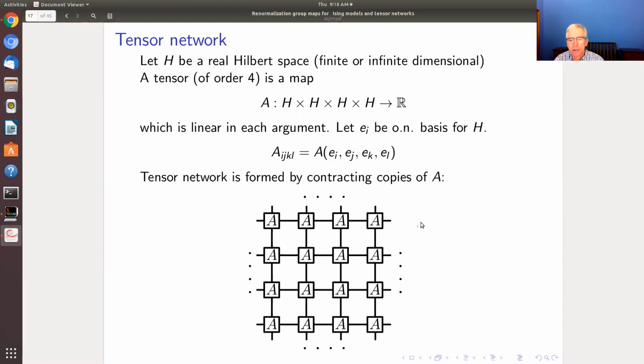And the network is the following. I take a whole bunch of copies of this tensor. So every box is another copy of this tensor A, and then I contract them. So what does that mean? For every line like this, it means that I put the same index on the leg of this tensor and the leg of this tensor, and then I sum over that index. Okay? And I do that all over this network, and I impose periodic boundary conditions. So this leg is connected to this leg. So when I'm done contracting this thing, I just have a number.